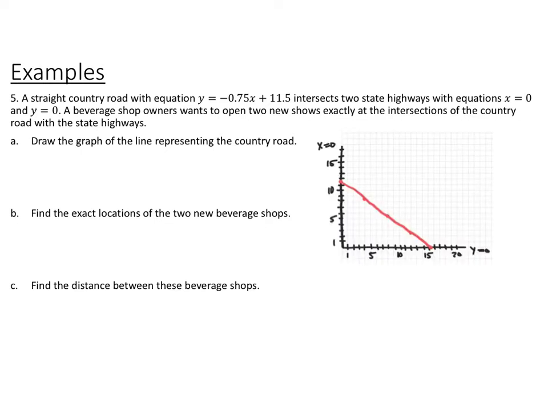So here I graph the 2 state highways, y equals 0 and x equals 0, and then I graph the line y equals negative 0.75x plus 11.5, so it had a y-intercept of 11.5 and then a slope of negative 3/4, so I went down 3/4, and this is what the line looks like. So the beverage shop wants to open 2 new shops at the 2 intersection points, so it wants to open a shop here and here.